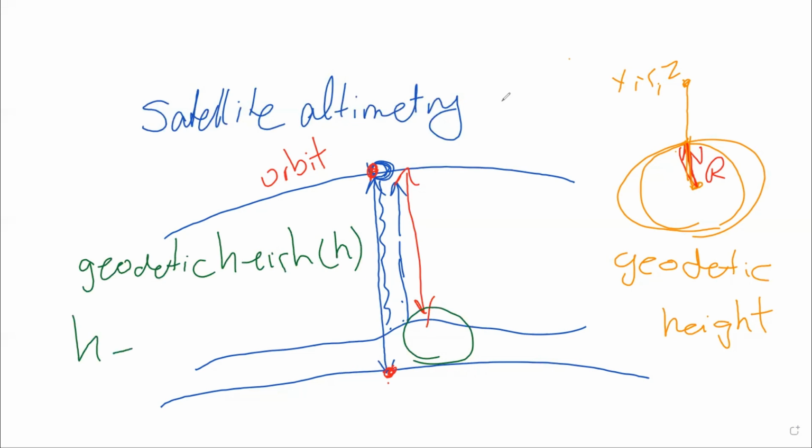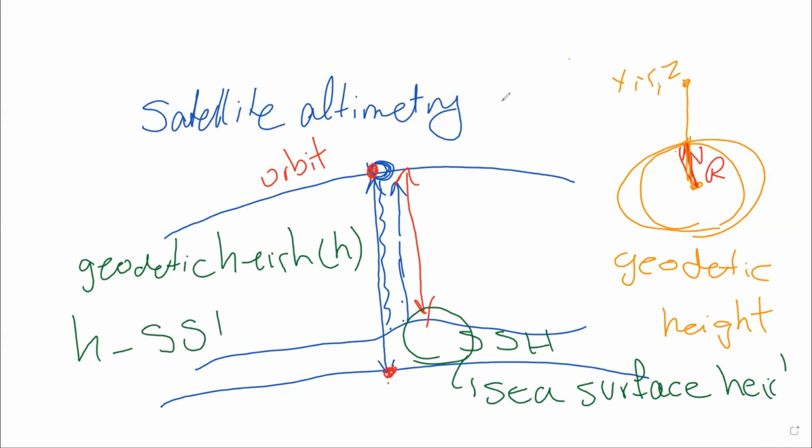Okay, so let me call this part SSH, which is sea surface height. What remains here is actually what we measure. This is a measurement. So the altimeter measurement is the distance from the altimeter transmitter to the sea level. It means that we measure the sea surface from the orbit.